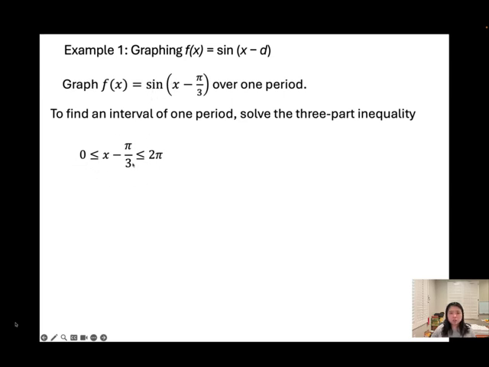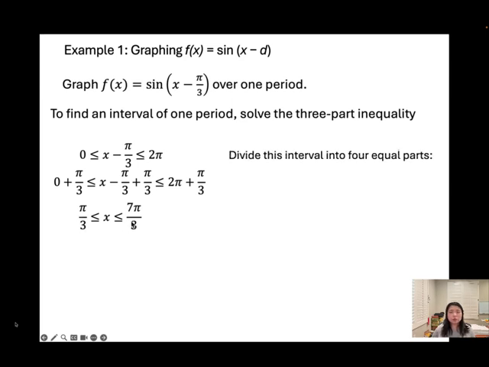And then we're going to solve for x. So first, we're going to add pi over 3. This is called the three-way inequality. Now on the left-hand side, 0 plus pi over 3 is just pi over 3. On the middle, this cancels out and we're left with x. And on the right, get the same denominator, so that will be 6 pi over 3 plus pi over 3, which is going to be 7 pi over 3. Now we do have the first point and the last point.